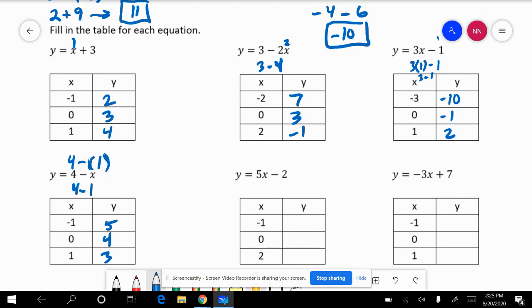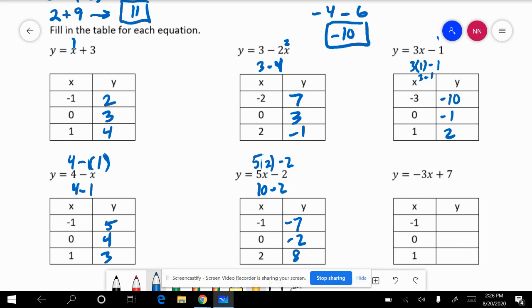Looking at our next one, we have the 5, and we're going to plug in a negative 1. 5 times negative 1 is negative 5, minus 2 gives us negative 7. Now we're going to plug in a 0. Anything times 0 we know is 0, so that would be 0 minus 2, which is negative 2. And then when we plug in a 2, 5 times 2 gives us a 10. 10 minus 2 is 8.